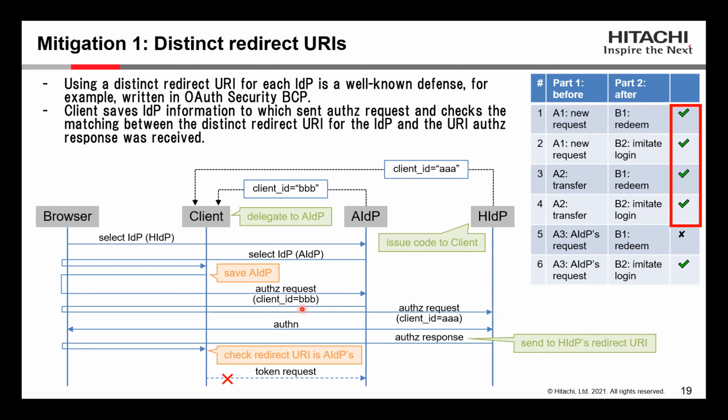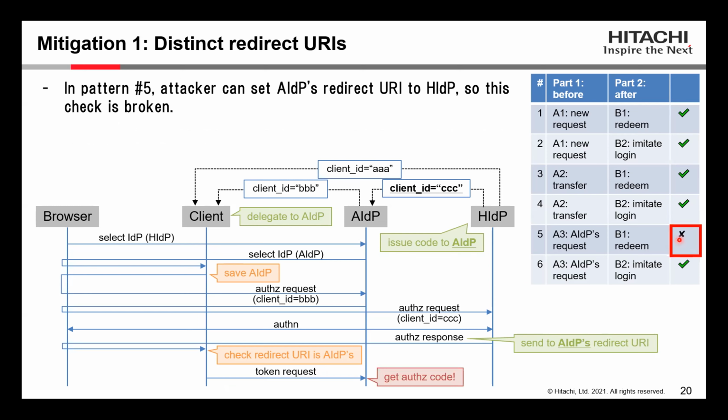Then AIDP sends an authorization request to HITACHI. Just transferring, as in patterns 3 and 4, is also okay. After that, HITACHI authenticates the user via the browser. Then HITACHI sends an authorization response to the client redirect URI. This redirect URI is only for HITACHI, so the client can detect the authorization response came from HITACHI, not AIDP. So the client can avoid this interaction and doesn't send a token request to AIDP. So this mitigation 1 is effective for patterns 1 to 4.